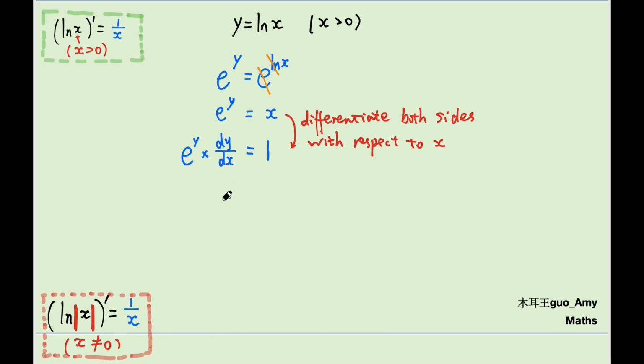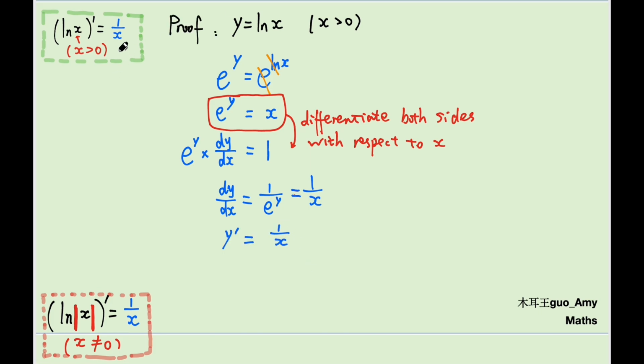After that, we keep the derivative dy over dx on the left-hand side and divide both sides by e to the power y. Then, by considering the relationship between y and x in the exponential form, we know e to the power y is equal to x. Putting it back, we have the result 1 over x, so y dashed is equal to 1 over x. This is how we obtain the first formula.